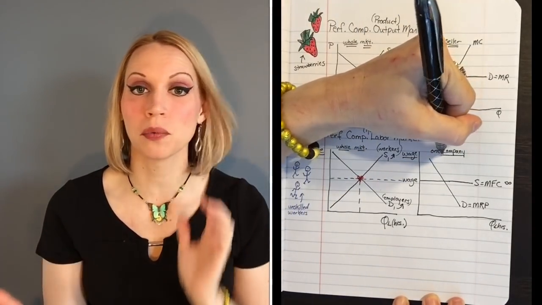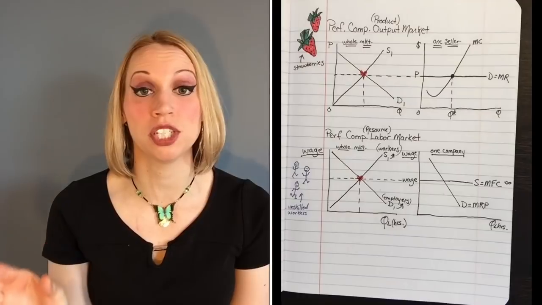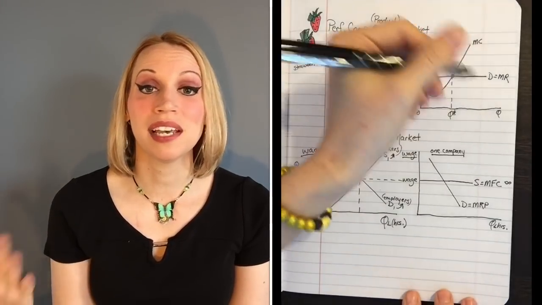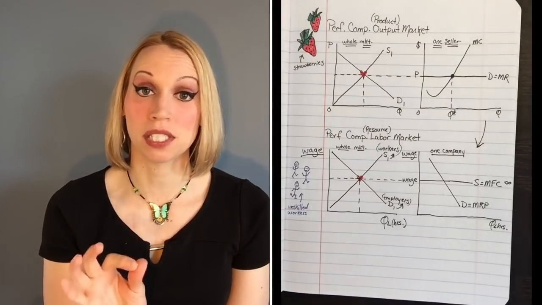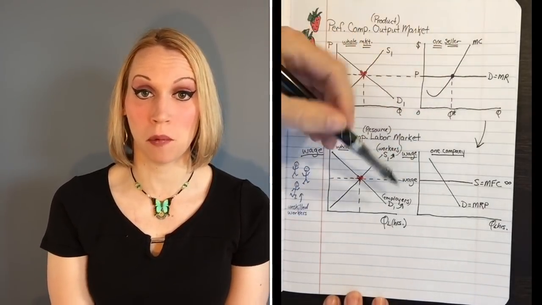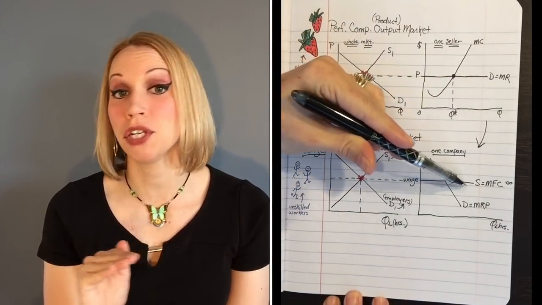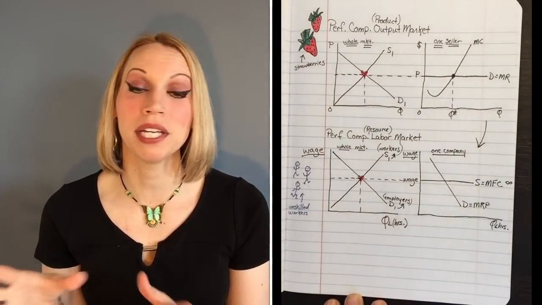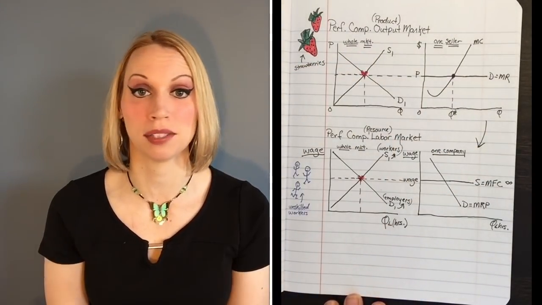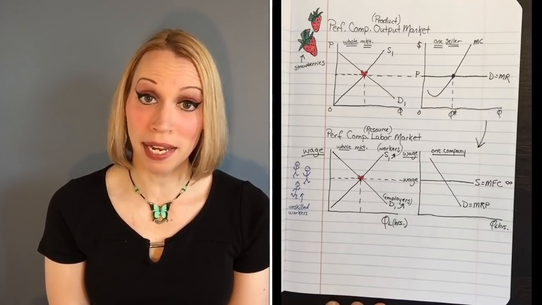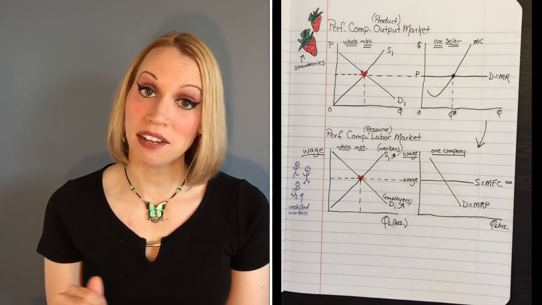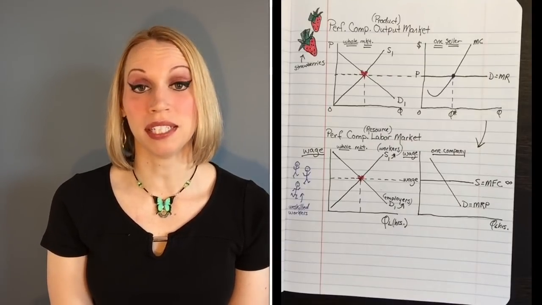So the graph on the right is the graph of an individual firm. And we can even say it's me. I'm just that same strawberry seller. I know that as long as I offer that equilibrium wage, I am going to have no problem hiring as many workers as I possibly want. So notice on this graph, guys, the supply curve, the supply of labor, is perfectly elastic.